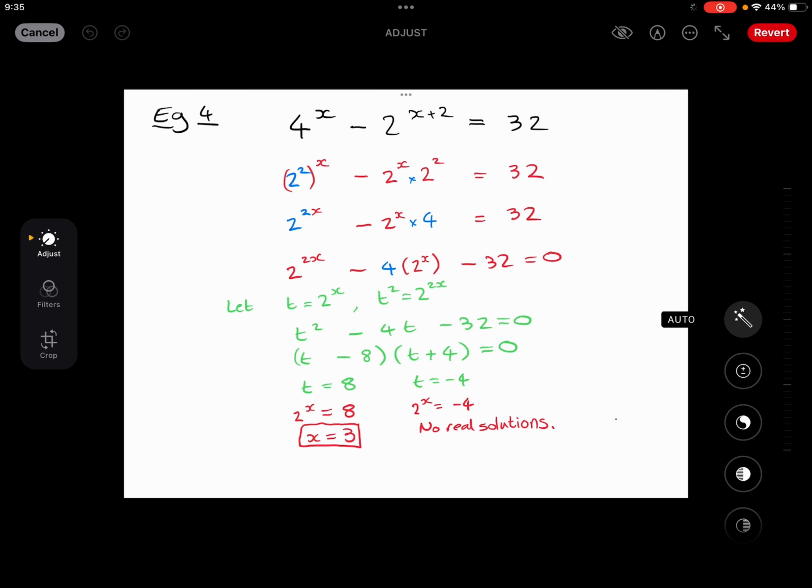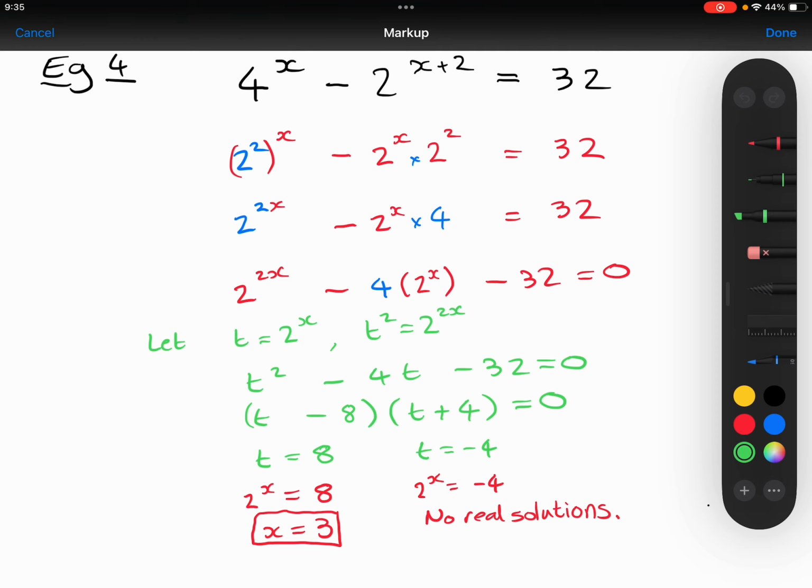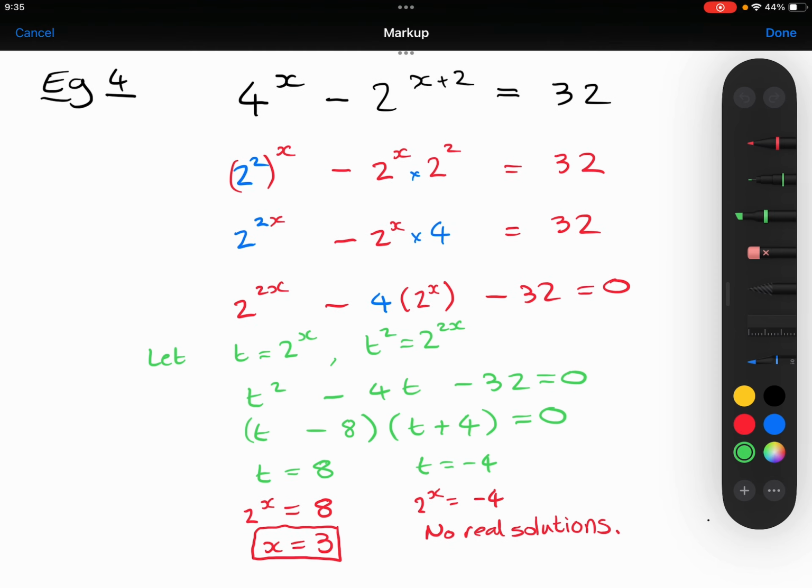And final example, the fourth example here. And you can see I've already shown all my working out. The main thing I want to talk about here is that when you first look at this equation, it might not be clear that this is of the same form as the other ones, which is why I didn't put it on that first slide. It might look completely different to begin with. But actually, if we're careful with our index laws, we can see that it does turn into a quadratic. So let me talk you through that.